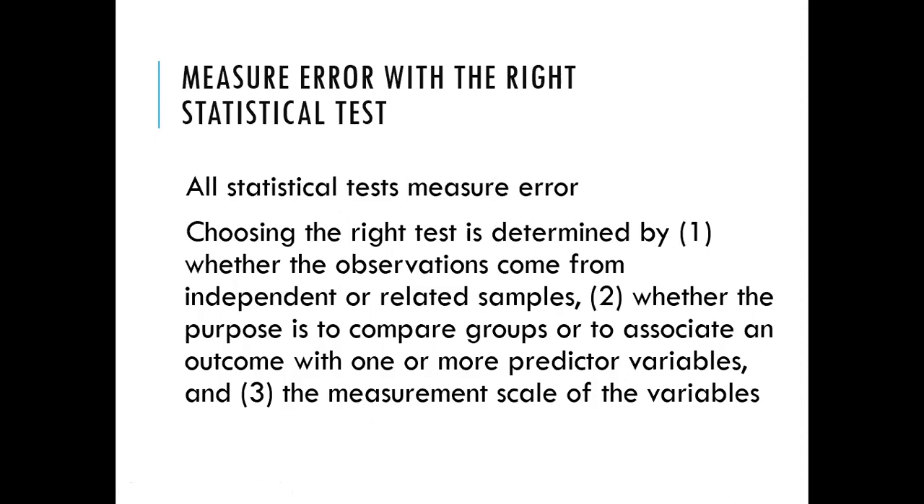Then there are errors. There could be certain errors we need to measure with the right statistical test. All statistical tests tend to measure a certain amount of error, but we need to choose the right test, and this is determined by whether the observation set comes from independent or related samples, whether the purpose is to compare groups or to associate an outcome with one or more predictable variables, and the measurement scale of the variable.